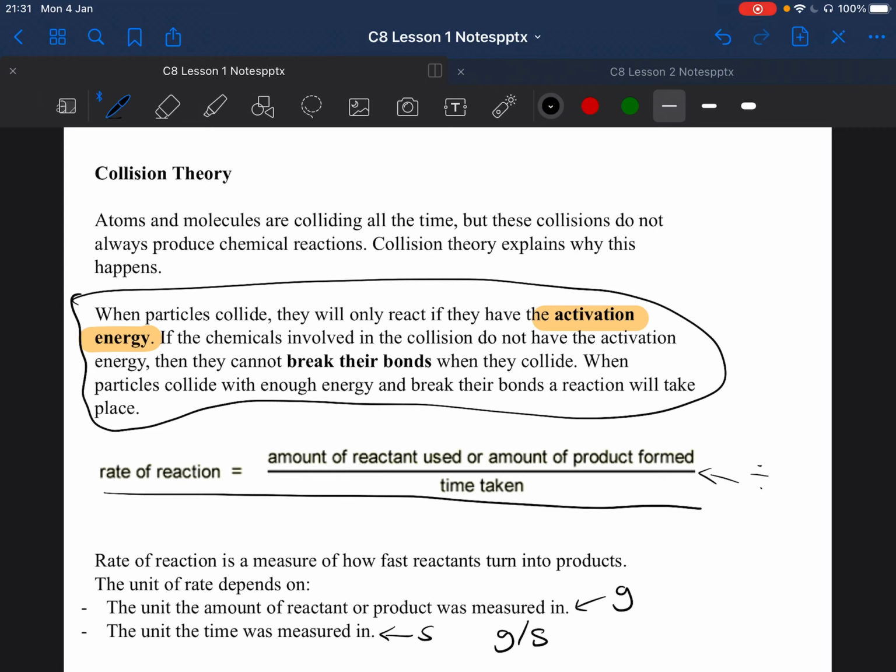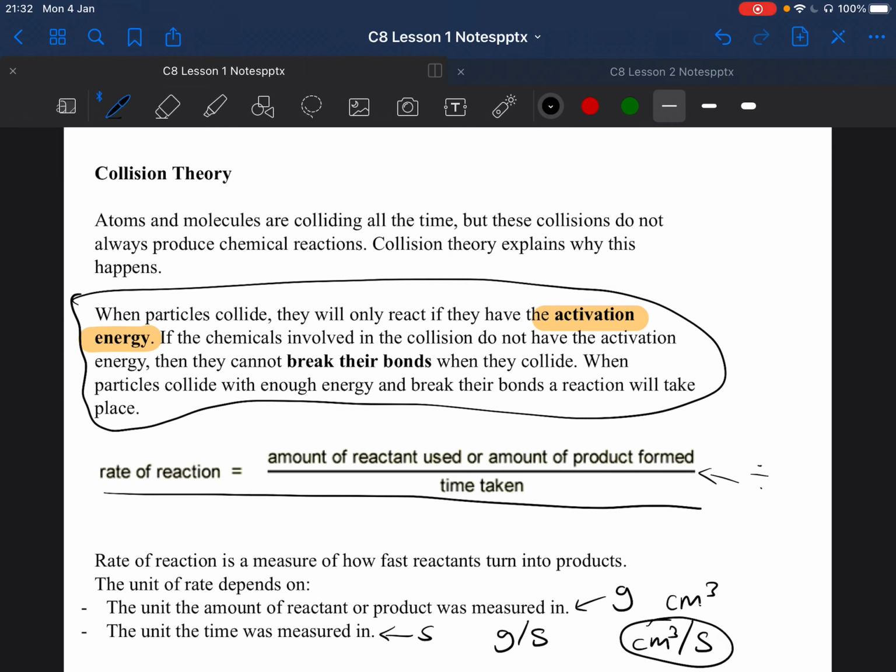However, if you were measuring your amount of product produced in volume, so we would do that in centimeters cubed per second, we would end up with cm3/s. So what you have to be careful of when you're calculating rate or looking at anything in particular to do with rate is making sure that you have the mass or the volume and the correct unit of time to get your correct unit for rate.